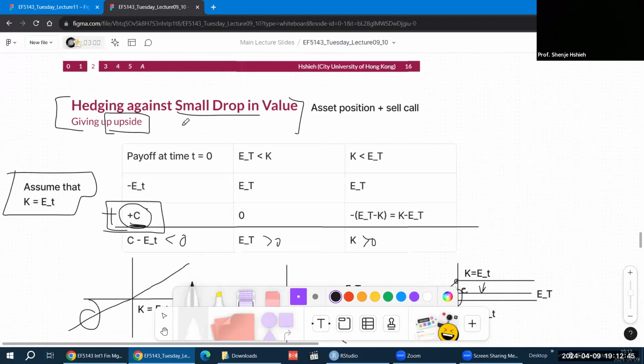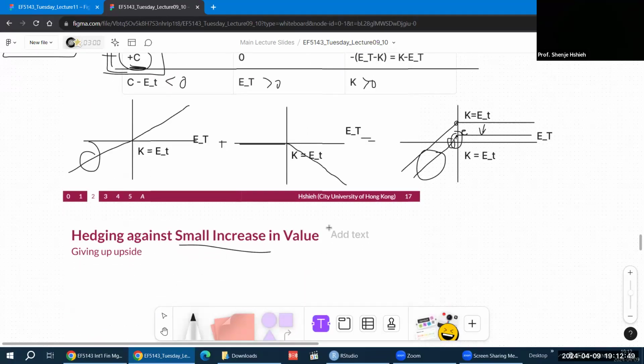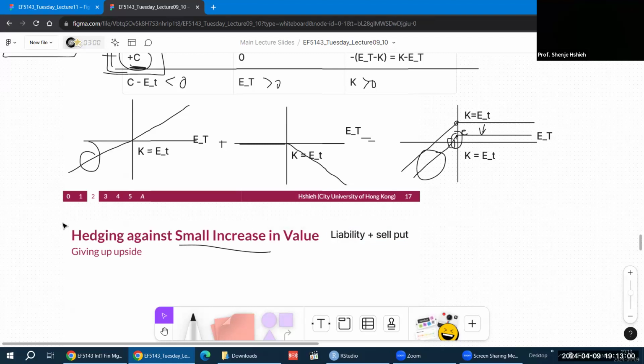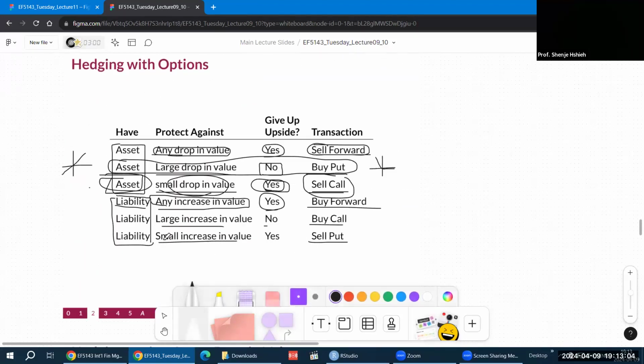So let's do the same, but here we're talking about small increases. Small increases would suggest that we are in a liability position, and we're probably going to do a sell put, right? So double check. We are now hedging against small increases in value. That means when the underlying asset increases, that's going to hurt us.